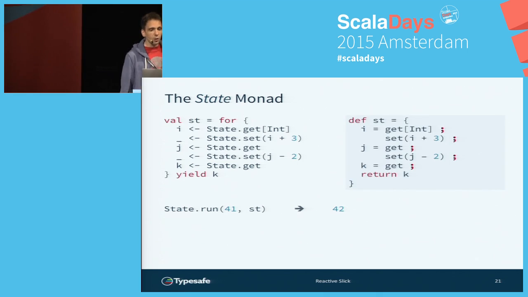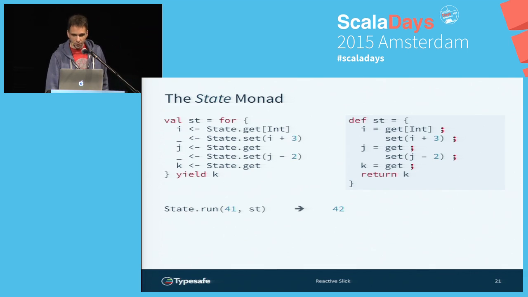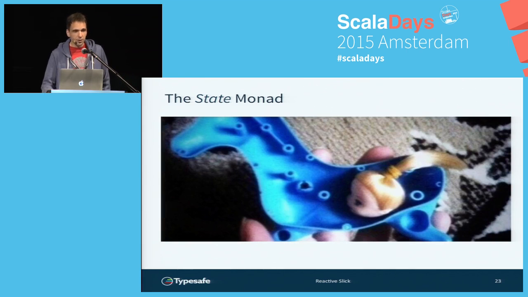And it looks almost the same as this imperative code here, especially in Scala. You know, you see the get and you set. That's it. There's really not much more to it. So now we have a shiny new toy, the state monad. I needed to put ponies into my talk at some point. So let's look how you build it.